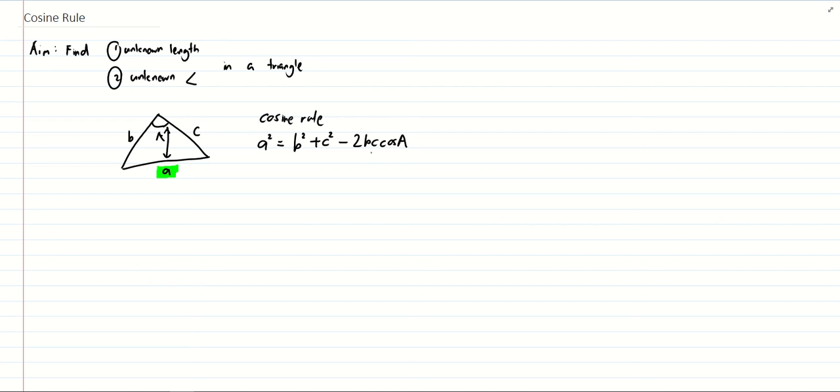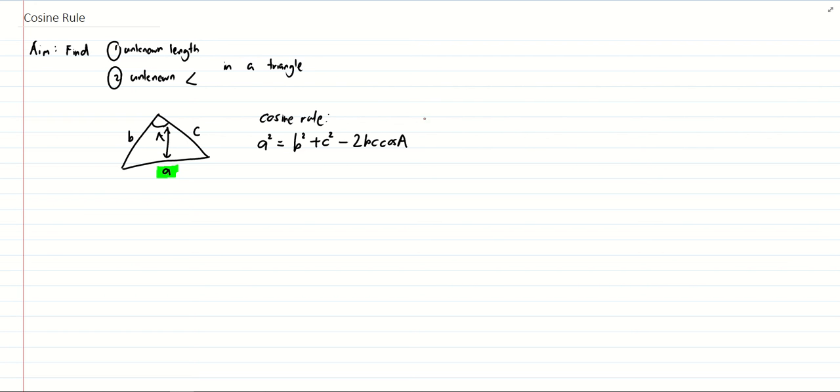You realize that the first three terms, a squared equals b squared plus c squared, look exactly like Pythagoras theorem. That's because Pythagoras theorem is actually a special case of the cosine rule. If the angle is 90 degrees, you'll use Pythagoras theorem. If not, then you can use the cosine rule. So again, I repeat, if I want to find this length a, then this length squared is equal to b squared plus c squared minus 2bc cosine A.